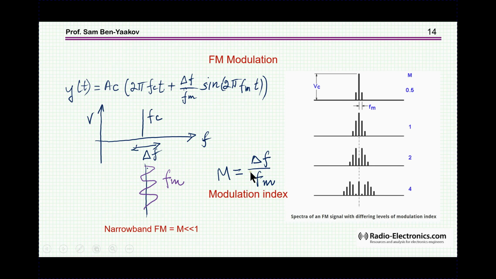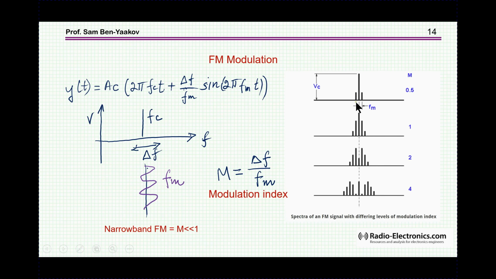This is a very important number because it is affecting the sidebands. For small modulating index, like 0.5, we have just about 2 sidebands, the other ones are suppressed. And as the modulating index becomes larger and larger, we're going to have more and more sidebands. When the modulating index is small, we call it narrowband FM, and this is in effect very similar to AM. This is like the AM case, we have only 2 sidebands.